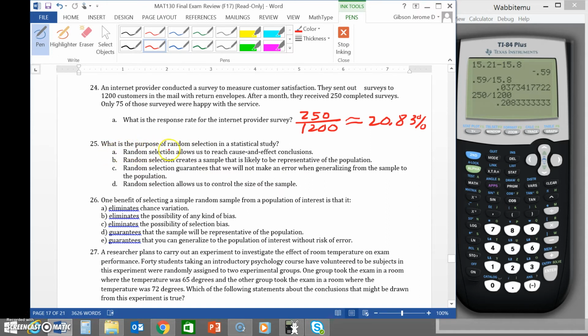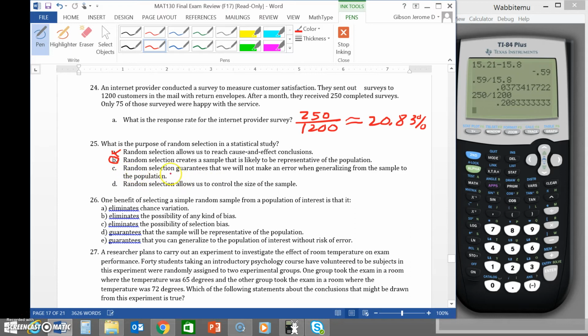So it says here, what is the purpose of random selection in a statistical study? It says, A, random selection allows us to reach cause and effect conclusions. We know that that is not correct, because random selection does not have anything to do with cause and effect. It says here, B, random selection creates a sample that is likely to be representative of the population. We know that that is correct. That is why we do a random selection, so it'll be representative of the population.